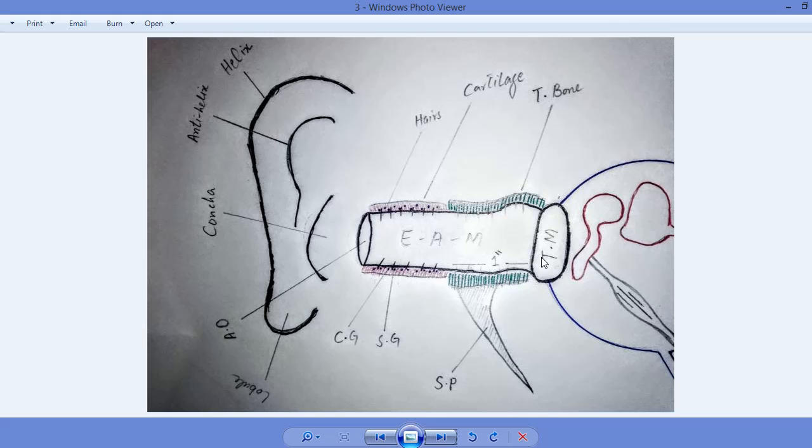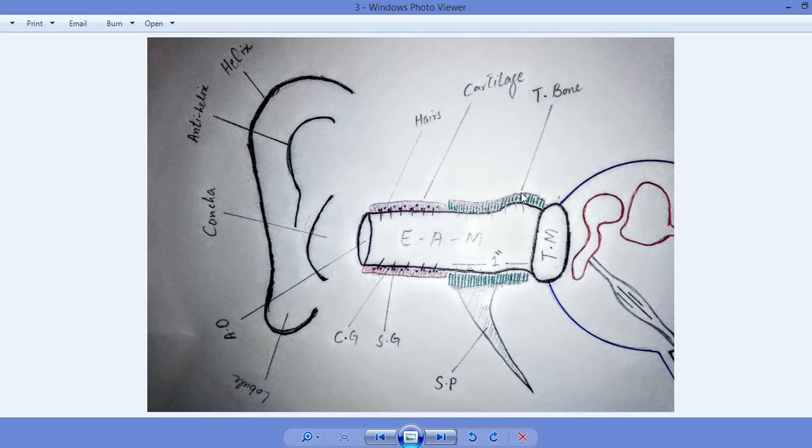And among these 2 inches, 1 inch is the bony structure, and 1 inch or less than 1 inch is the cartilaginous surface or cartilaginous boundary. This is the cartilaginous part of the external acoustic meatus, which is less than 1 inch, and this is the bony part of the external acoustic meatus, which is up to 1 inch in length.